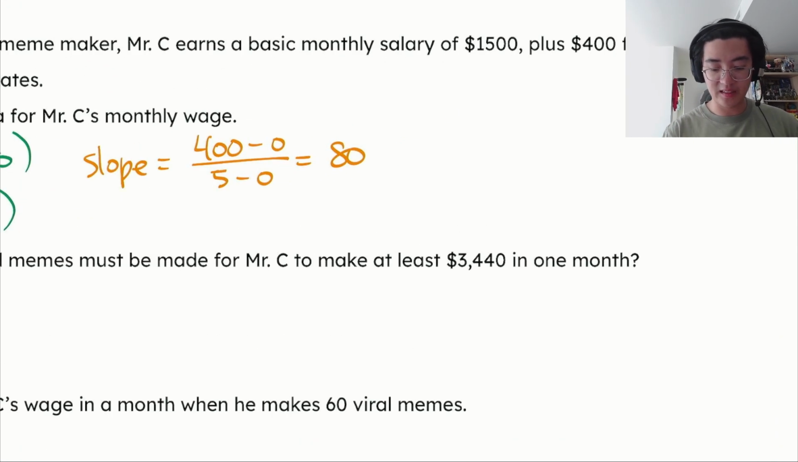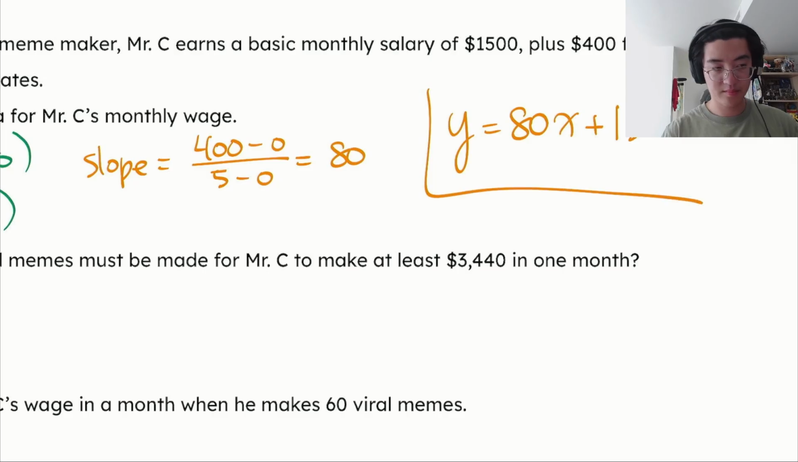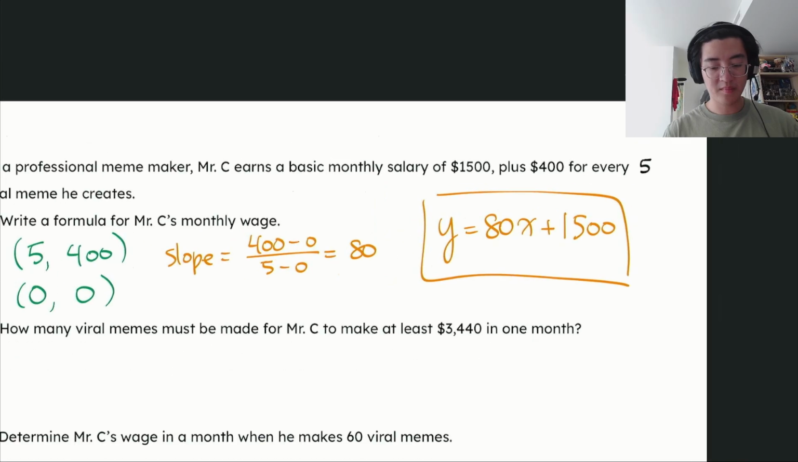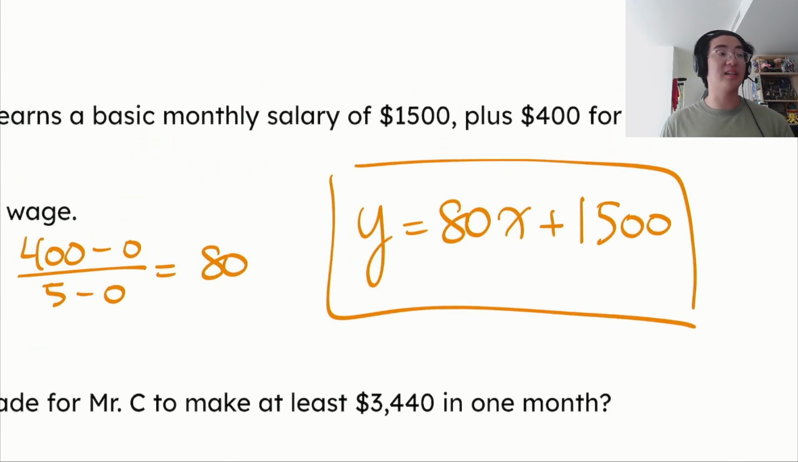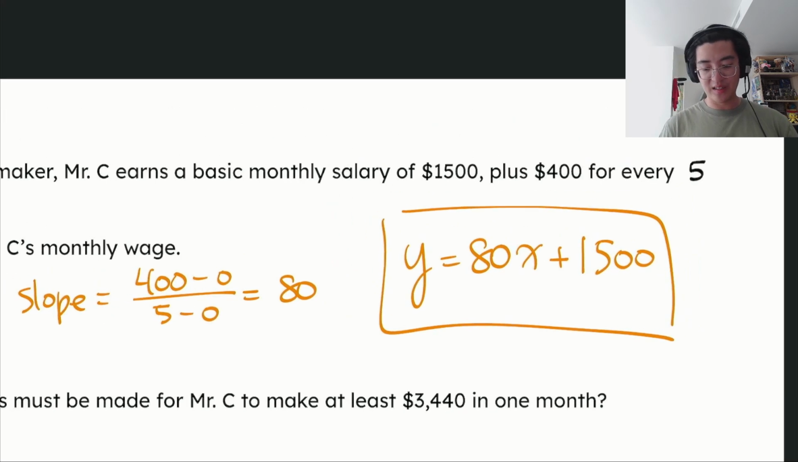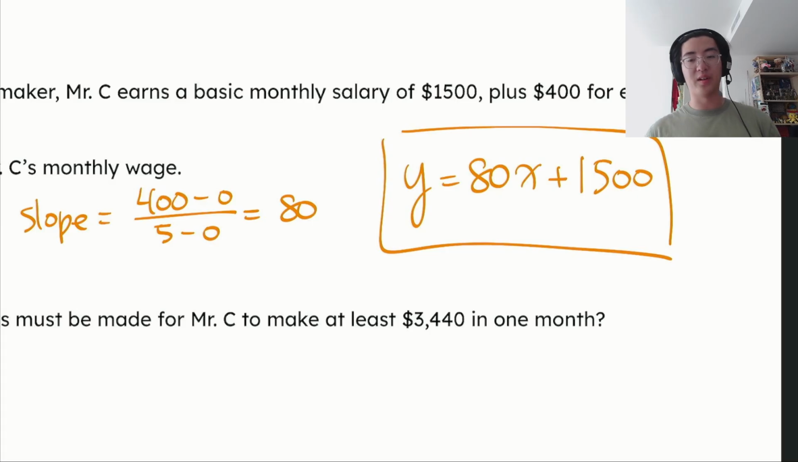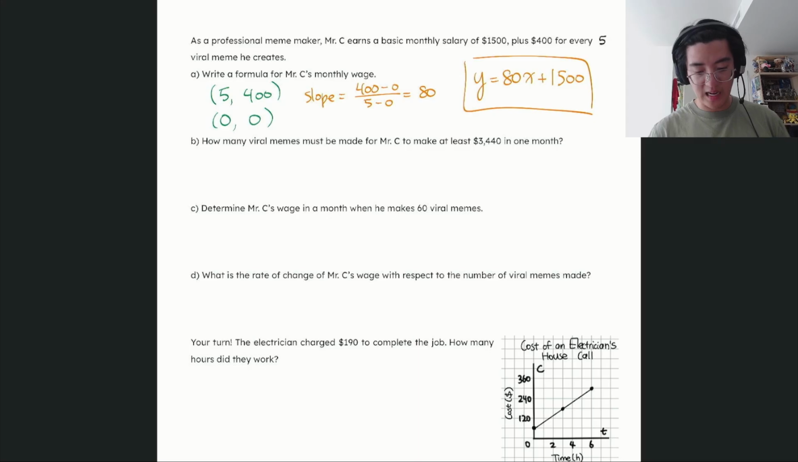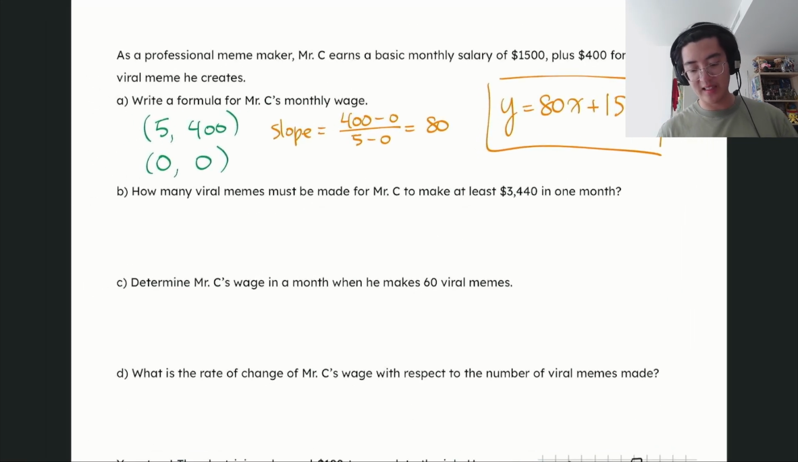And we know that he earns a basic monthly salary of 1,500. So if we put it all together, we get this equation right here. We know that for sure he gets 1,500 to start off with. But for every meme he creates, he will earn 80 bucks, because it's 400 for 5, so it's 80 bucks for one of them. And from there we can figure everything else out. How many memes must be made for Mr. C to make at least 3,444 a month?